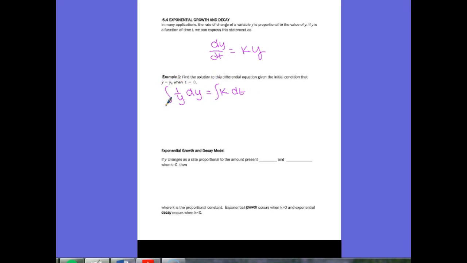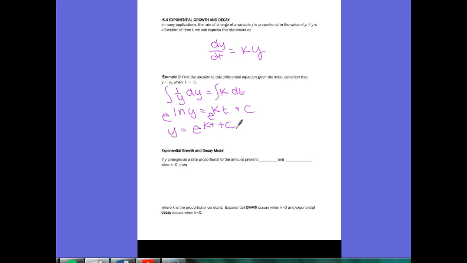This is the example I was hinting at: the antiderivative of 1 over y becomes natural log of y. The antiderivative of k becomes kt plus c, because k is a constant, so it's kind of just like the variable's number on t. How do you get rid of an ln? Because we need to solve for y. E both sides. So you get y equals e to the kt plus c.